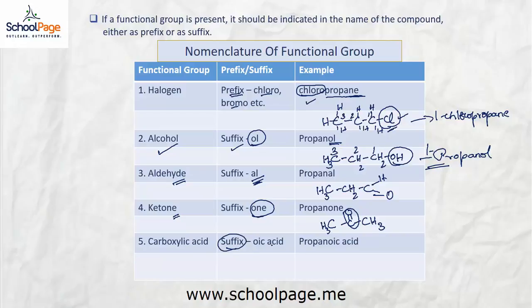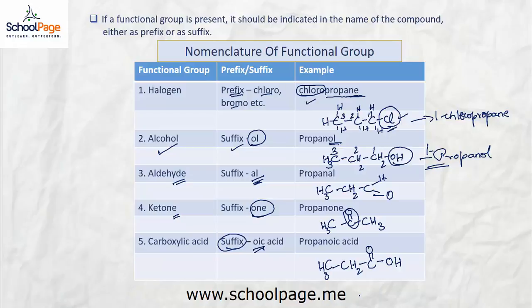You're going to add a suffix here as oic acid. When propane is added with the carboxylic acid functional group, it becomes propanoic acid. CH3, CH2, C double bond O and OH. So this is the condensed structural formula for propanoic acid.